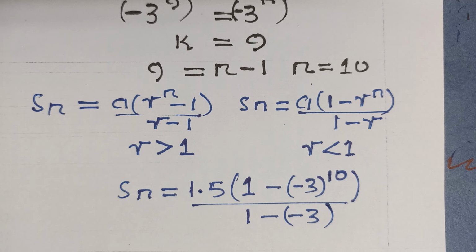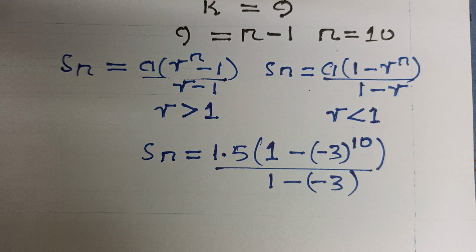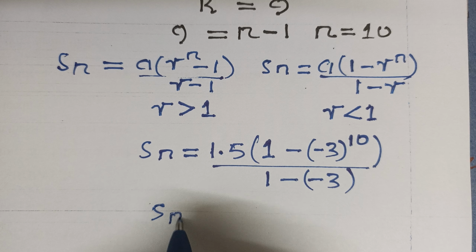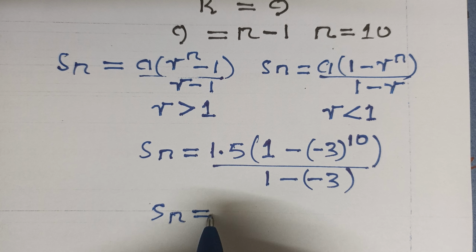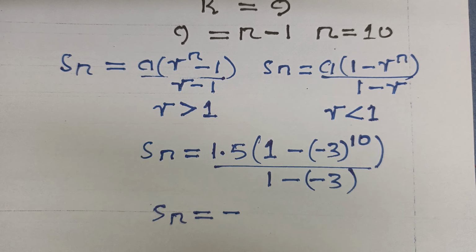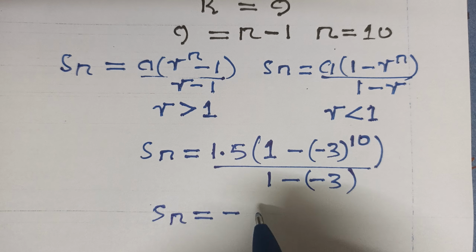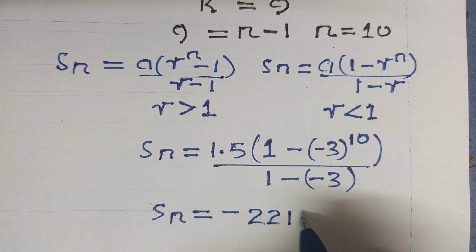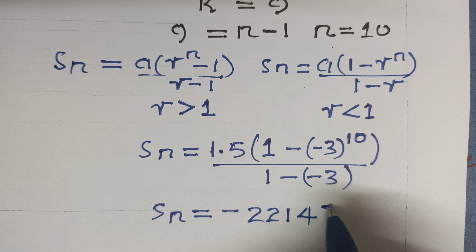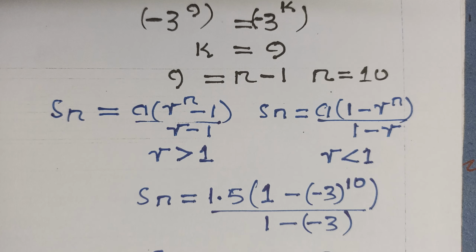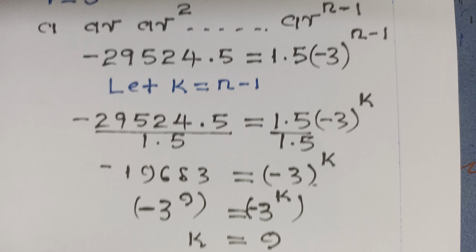Now we come to find the solution. This now comes to Sn equal to negative 221.43. So this is the sum of terms up to this term that we've been given right here, that is negative 29,524.5.